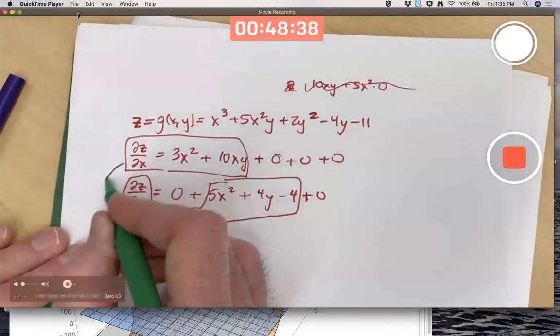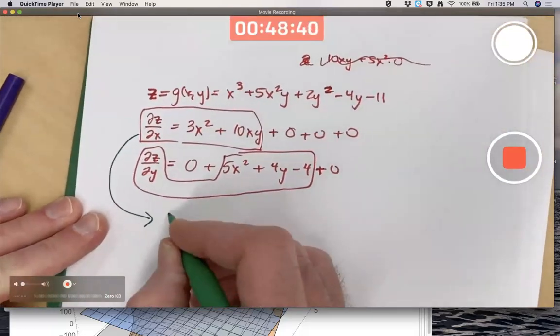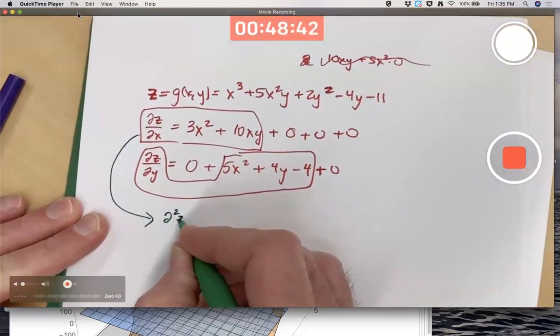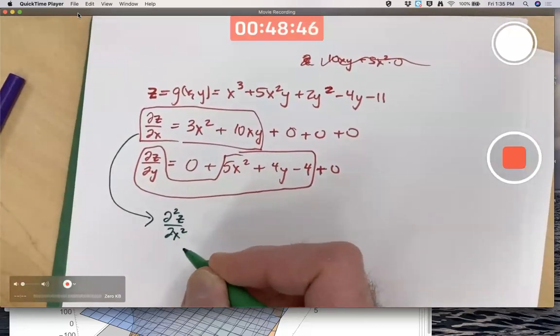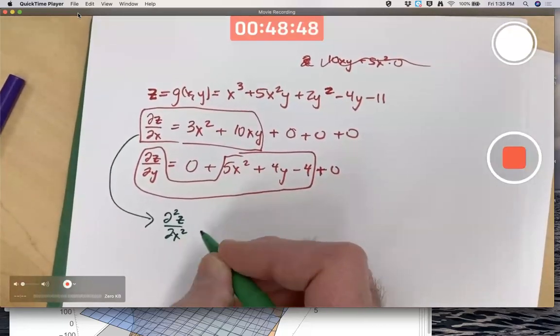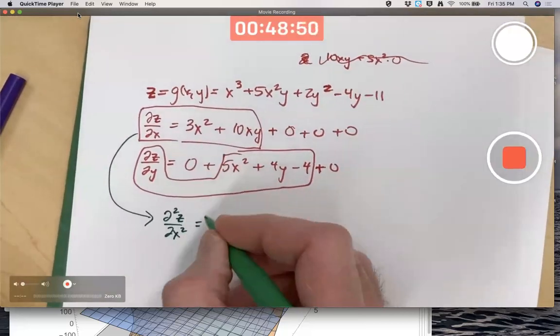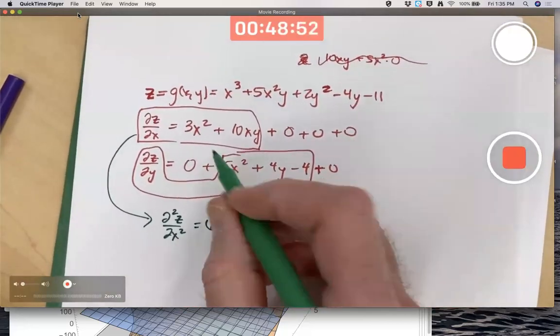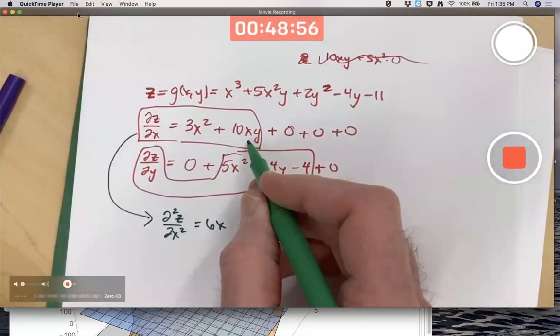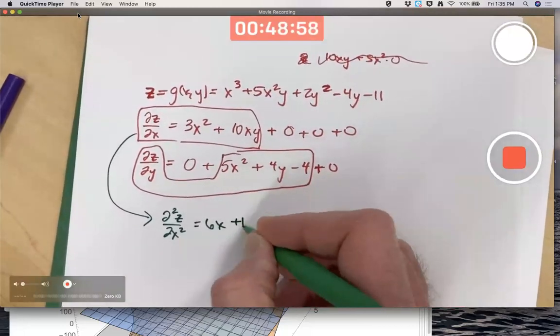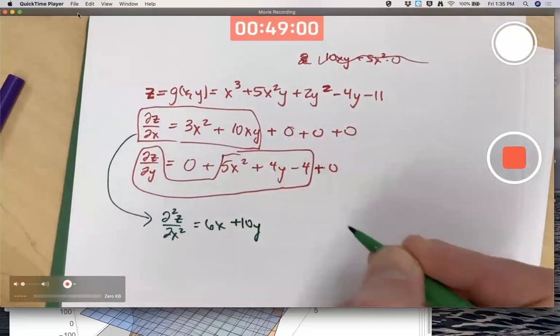I could do a second derivative of z with respect to x twice. I could write this kind of thing in the Leibniz notation. Once again, treat y as constant. I get 6x. Differentiating that with respect to x, treat y as constant, I get plus 10y. Okay, so I did it.